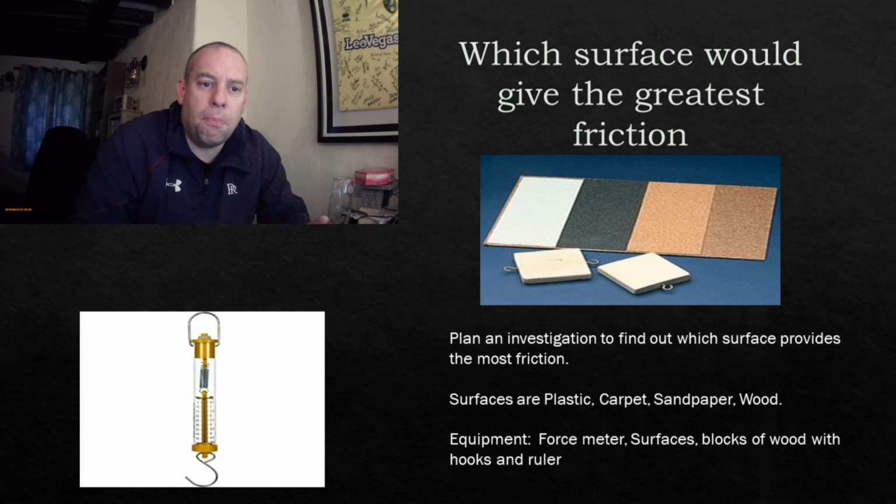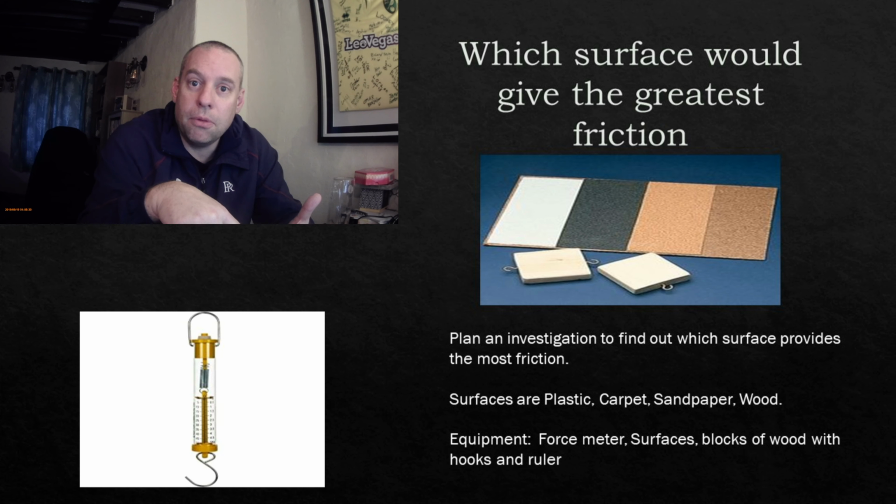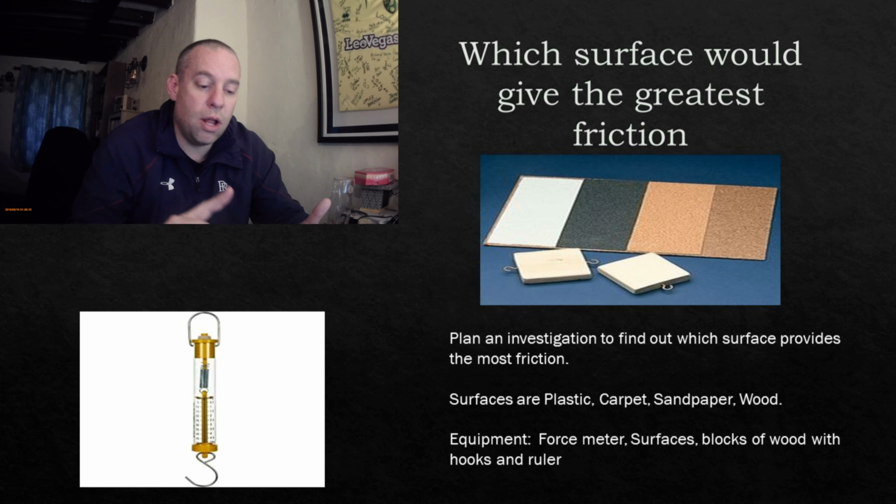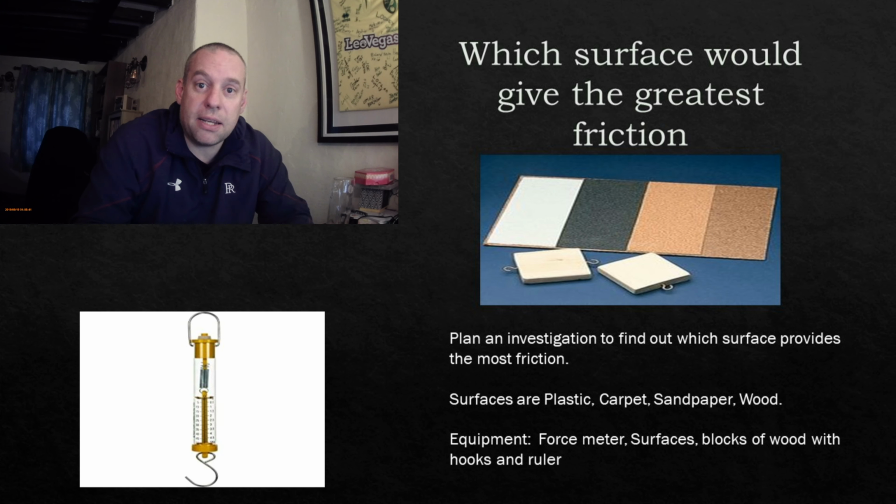So what I want you to do is pause the video at this point. I want you to come up with and write a plan for how you would investigate which surface out of plastic, carpet, sandpaper and wood would give us the greatest amount of friction. Think about how you're going to keep your independent variable, the dependent variable and the control variables clear. How are you going to make sure that you keep it a fair test? How are you going to make sure the test is reliable? So pause the video, get that done, and once you've done that, come back onto the video and press play.